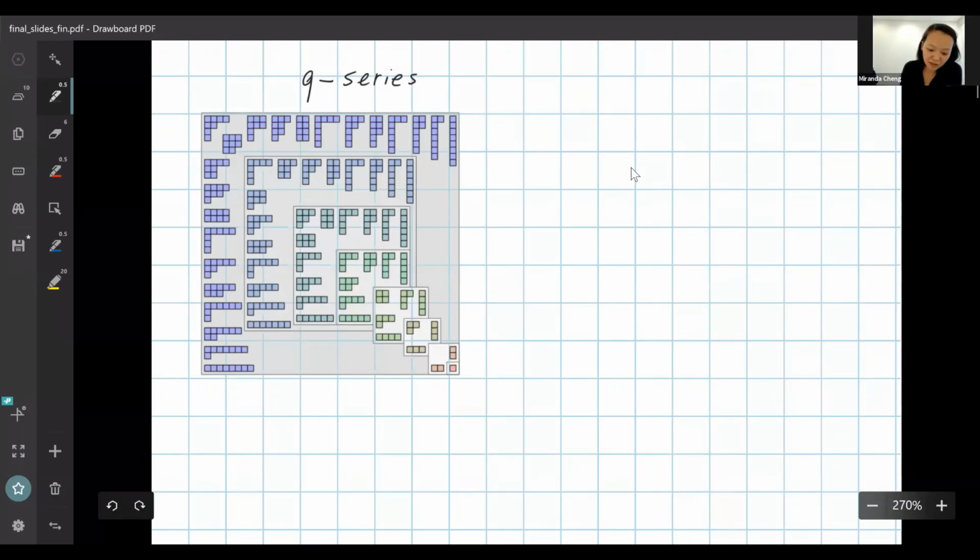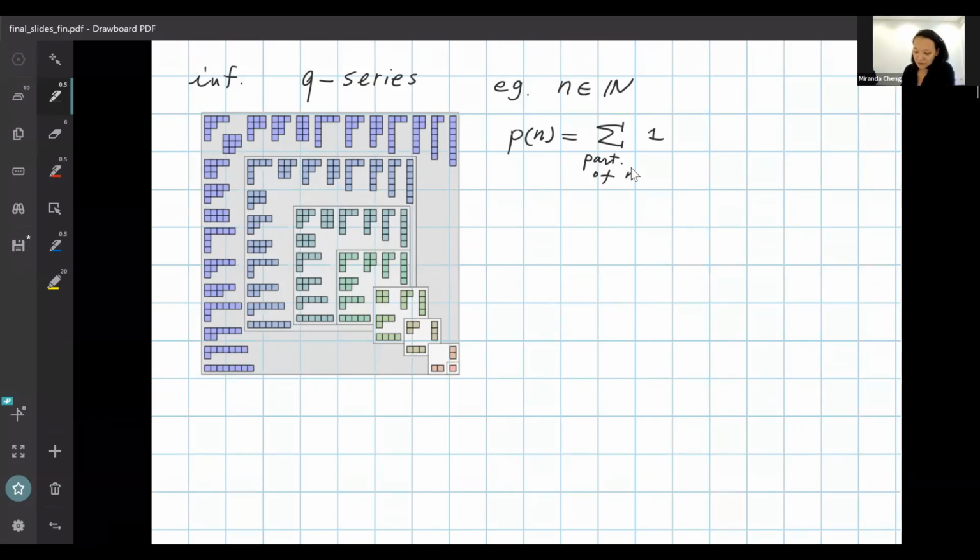So Q-series, and in particular, I'll be interested in infinite Q-series because this is one of the things that a modular form is. So let's take a rather random looking example, the example of a partition. Given a natural number, we can ask the following question, namely, how many ways there are to partition this number n? And this number is then called the partition number, P of n.